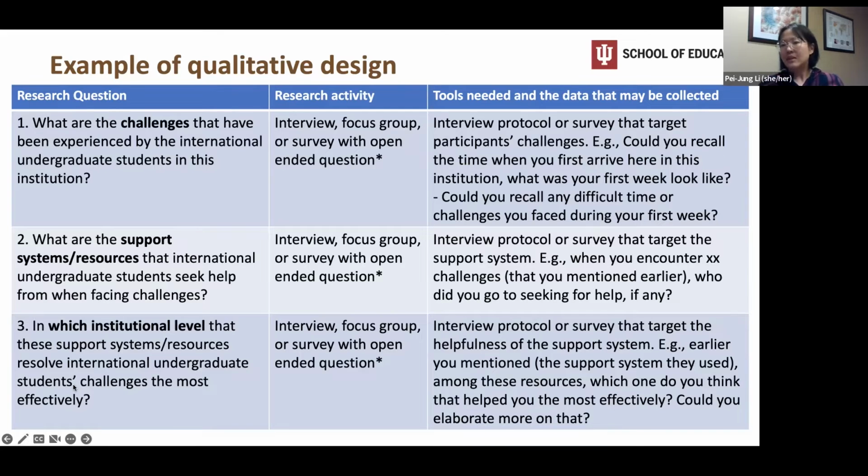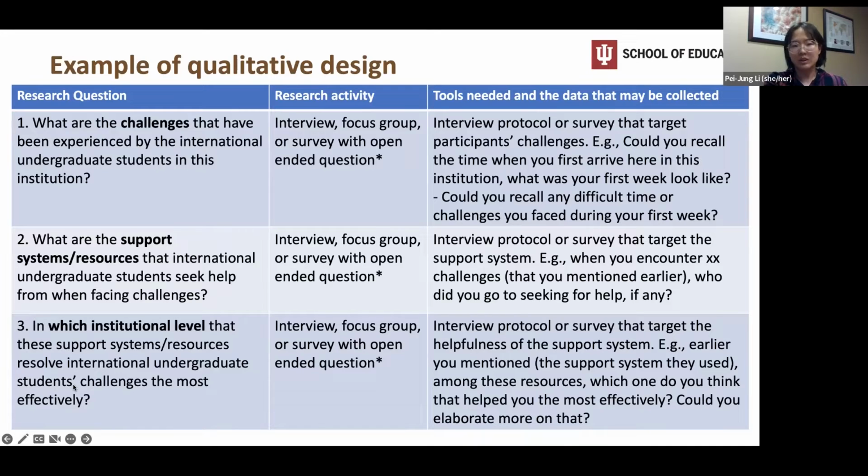Earlier you mentioned these and that. So which one do you think helped you the most effectively? And could you elaborate a little bit more on that? And so you want to make sure you get the things you want to, quote unquote, measure or explore.